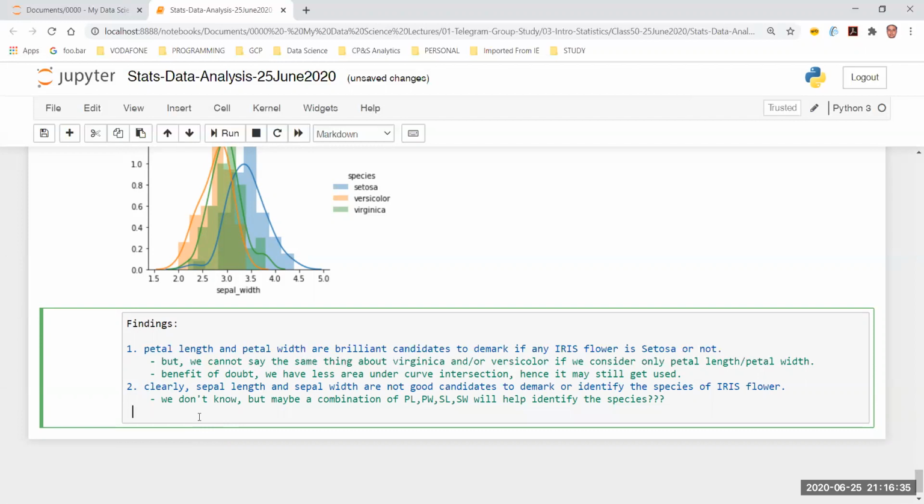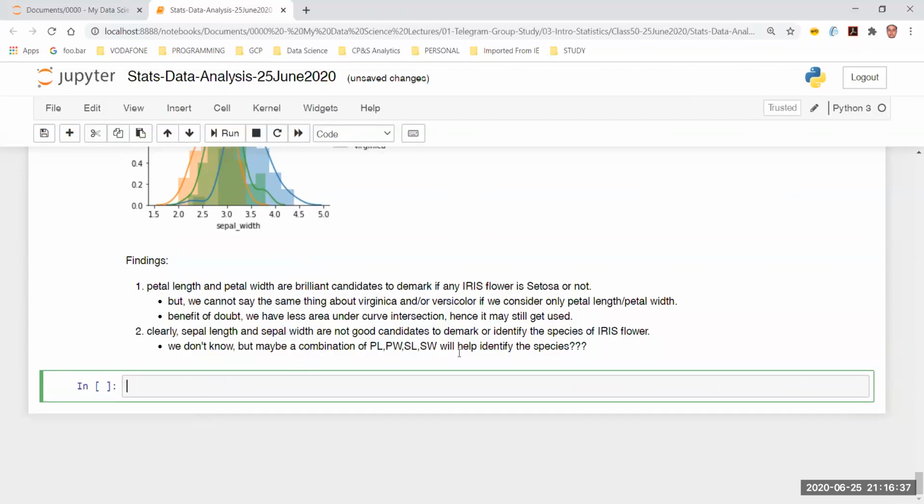Right, we don't know that. It is just a blunt kind of comment that maybe we can combine these four values. I've just taken the smaller notation: PL is the petal length and PW is the petal width. So basis this, we may want to say maybe a combination of the features is going to be a good thing.